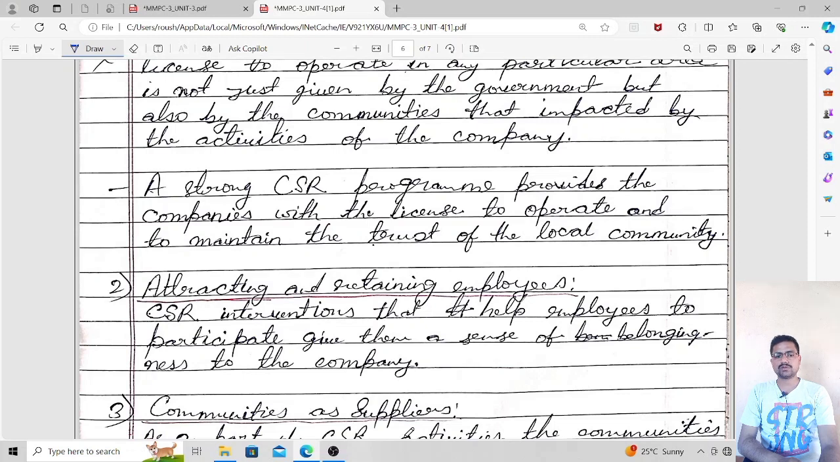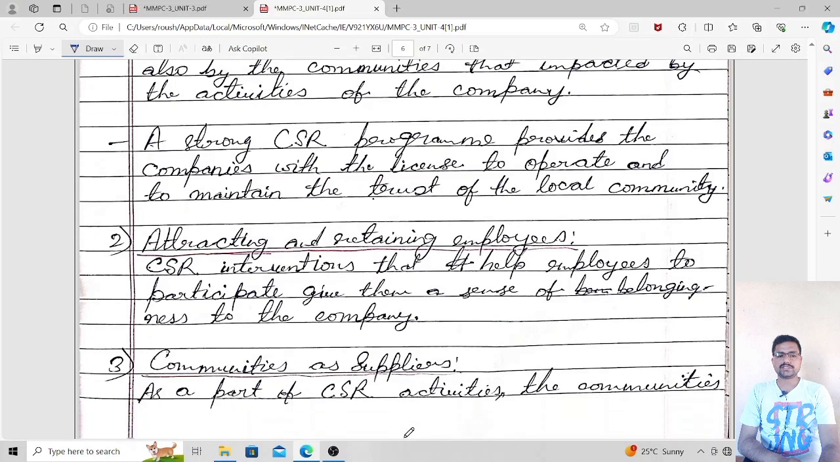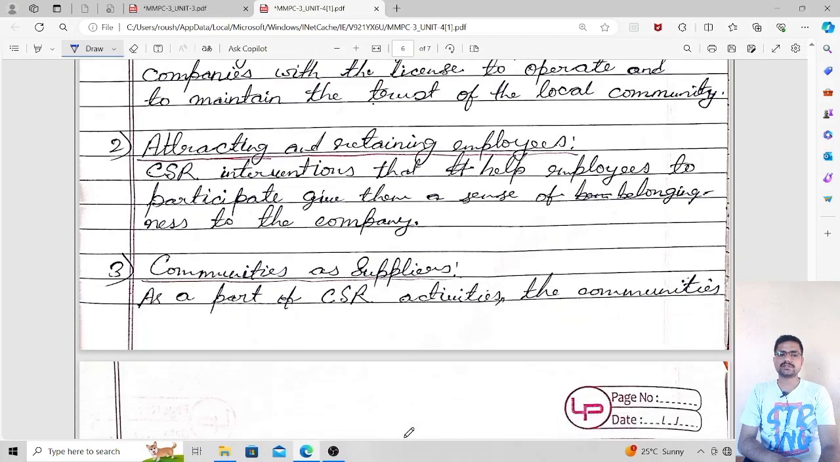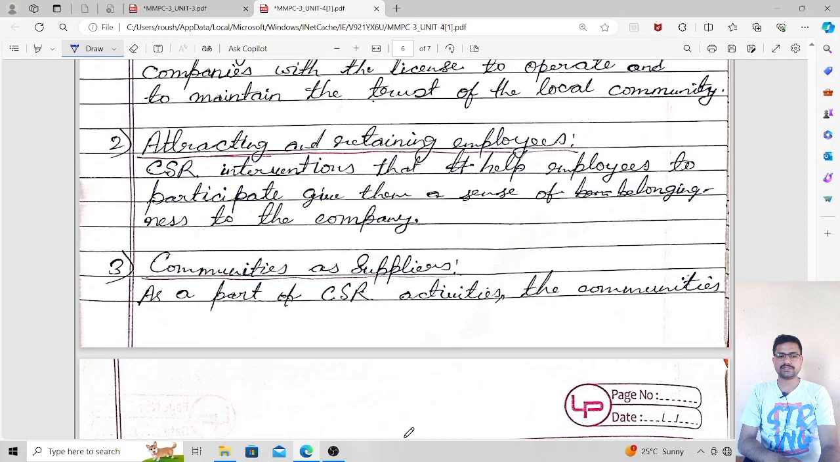So a strong CSR program is very important, as it helps to get the license to operate from the community members. Second, attracting and retaining employees. CSR interventions that help employees participate give them a sense of belongingness to the company. If there are better CSR interventions, people working for that organization feel belongingness, and that helps in retaining employees.